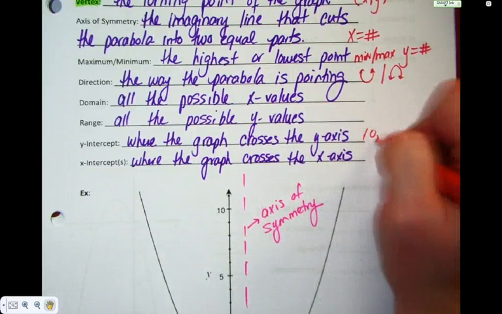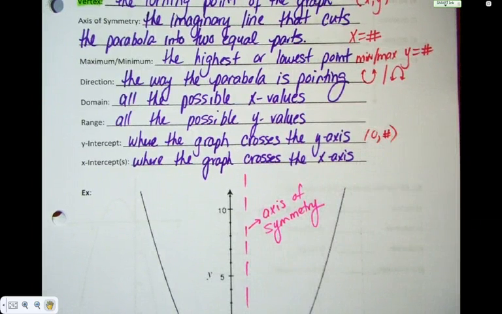Y-intercept is always going to be a 0 and then a number in a coordinate pair. Why is it always 0 and a number? Because the x value at the y-axis is 0.